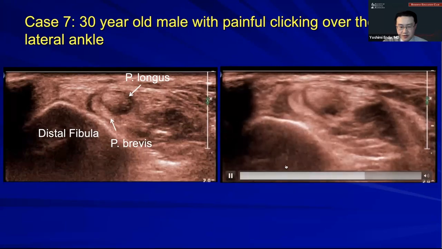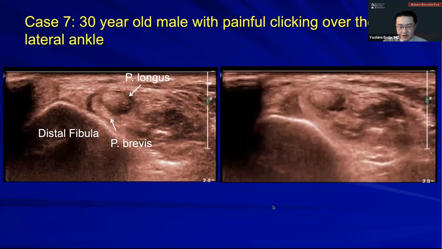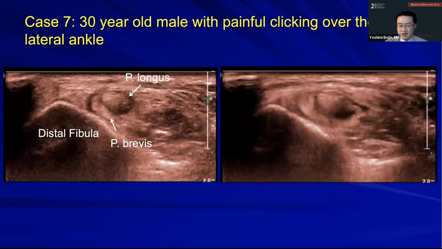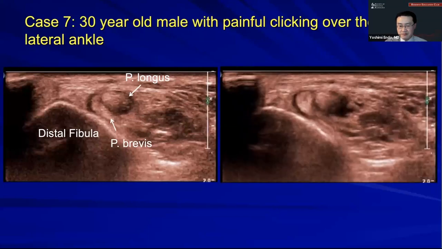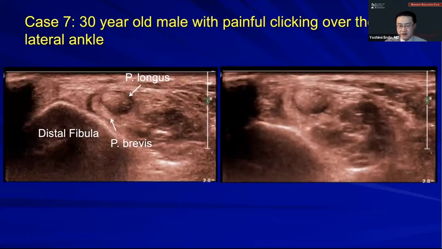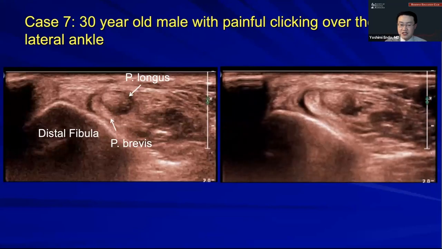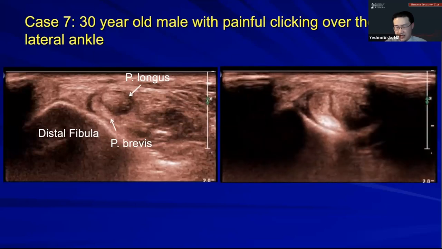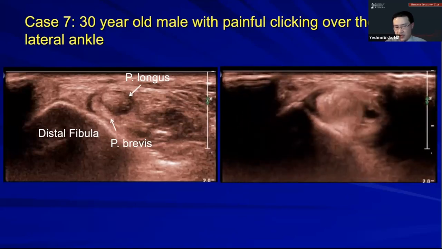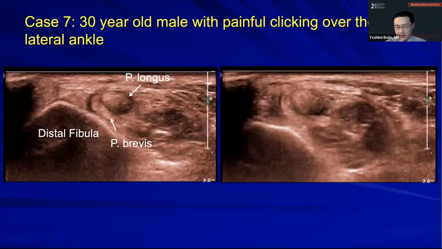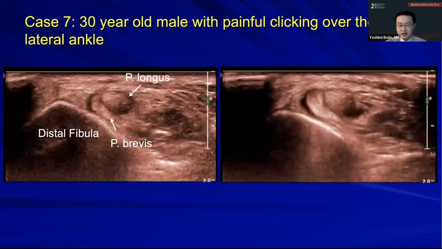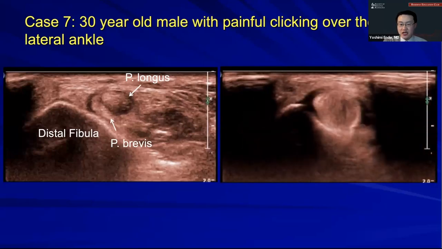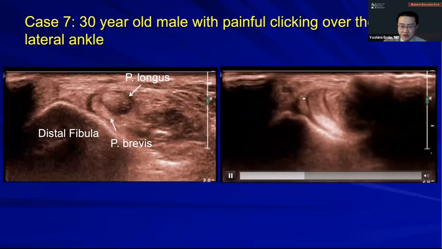You can see that the peroneal tendons are moving, right? I think the classic cause of clicking over the lateral side of the ankle is peroneal tendon dislocation. It's the superior peroneal retinaculum that keeps these tendons in place along the peroneal groove, behind the distal fibula. But if that retinaculum is torn or disrupted, one or both of these peroneal tendons could dislocate anterolaterally relative to the distal fibula.